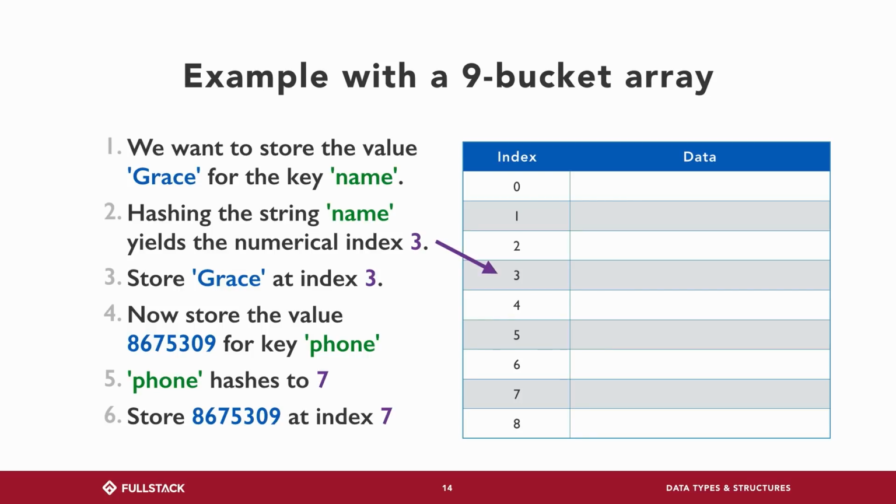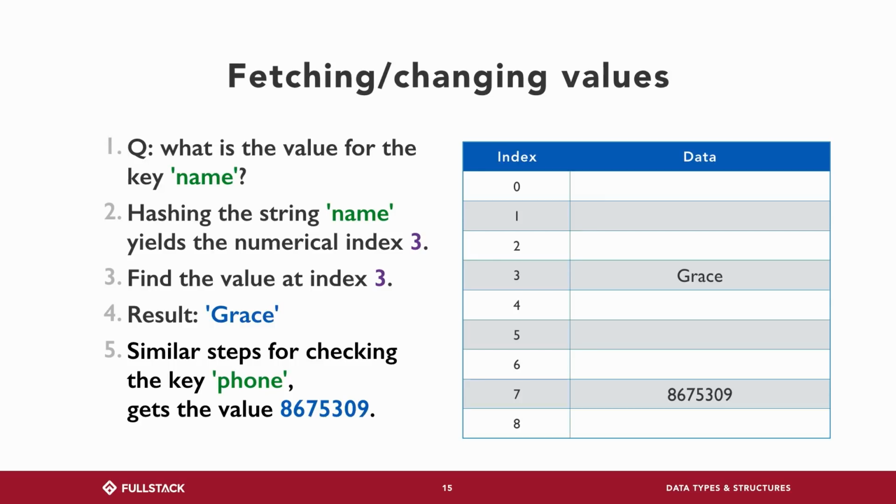So let's say that hashing the string name with our hashing function yields the numerical index 3. This means that we'll store Grace at index 3. So now if we want to store the value 8675309 for the key phone, let's say that it hashes to the value of 7. So we'll store 8675309 at index 7. Then later on, when we want to fetch these values, we might hash the string name again, which will yield, once again, the numerical index 3. And then we'll find the value at index 3, which is going to be the string Grace. And we'll follow similar steps when retrieving the value for the key phone.